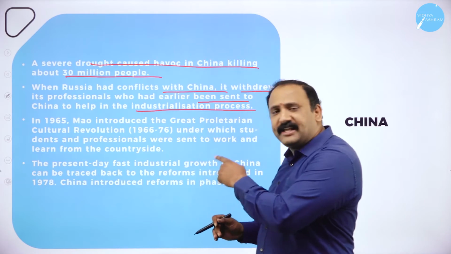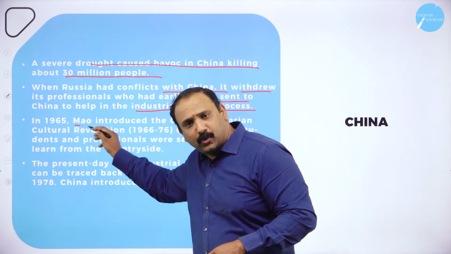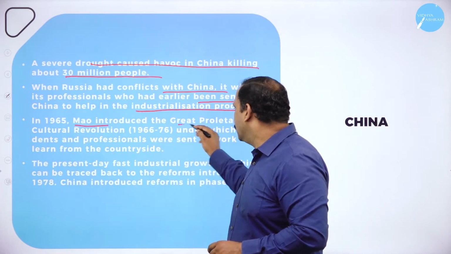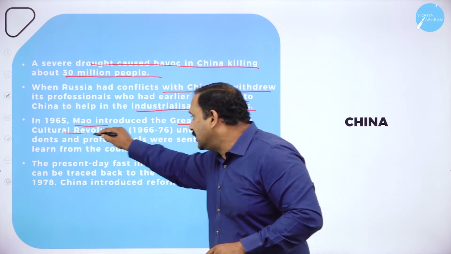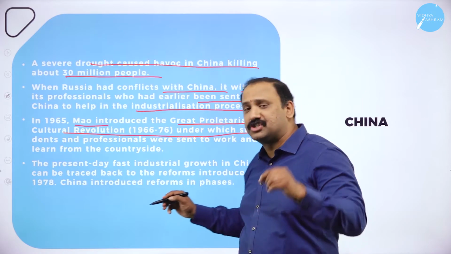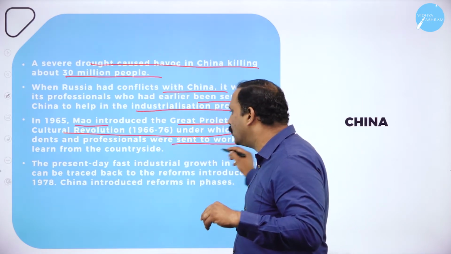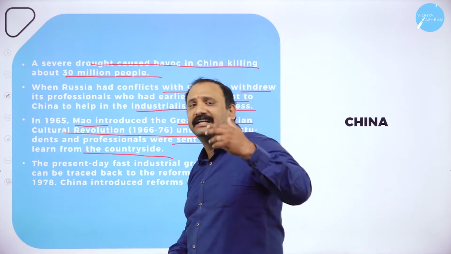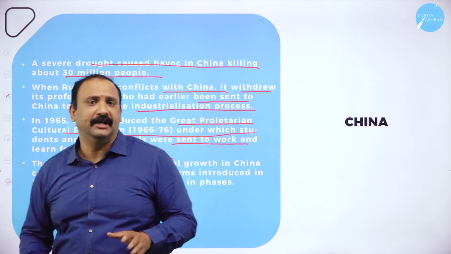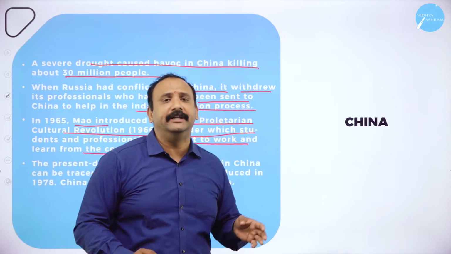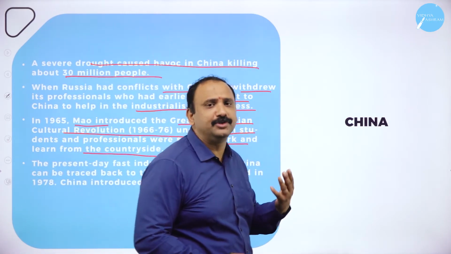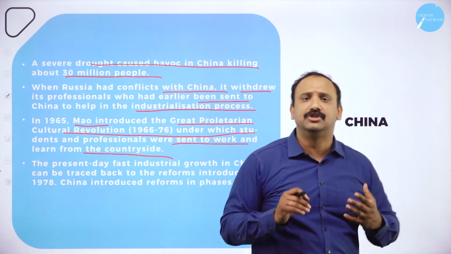Next, in 1965, Mao, one of the greatest reformists of China, introduced the Great Proletarian Cultural Revolution, under which the students and professionals were sent to work and learn from the countryside. Now, Mao Zedong is one of the greatest reformers of China. Every country has its own leader who has taken the path of development, the path of a revolution altogether, and Mao Zedong is no less in that.